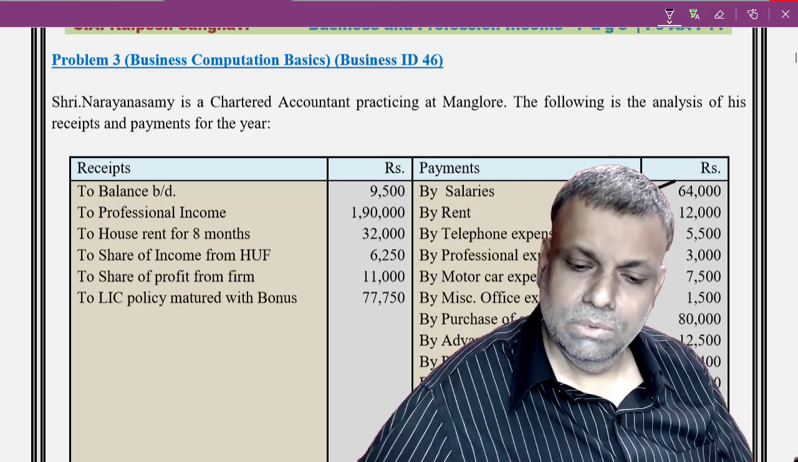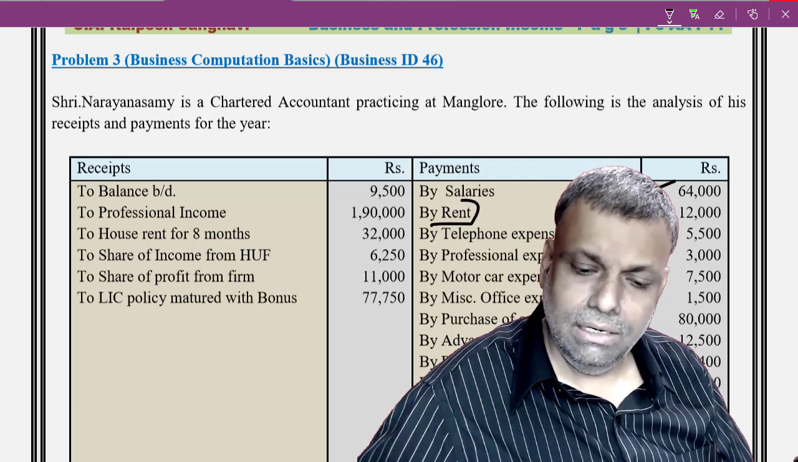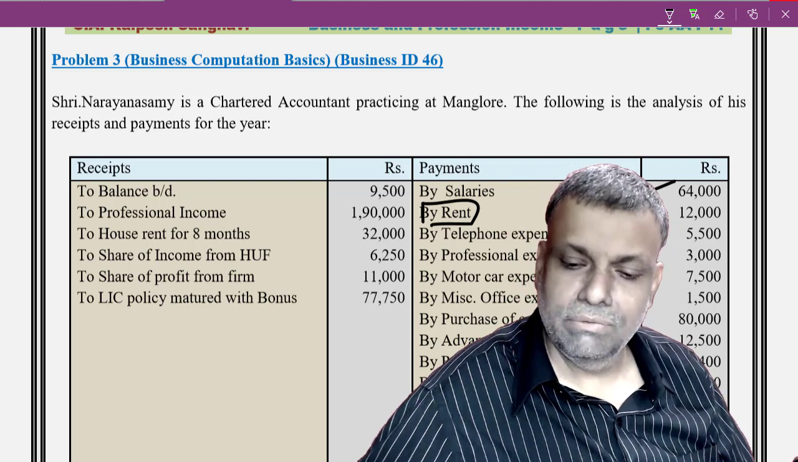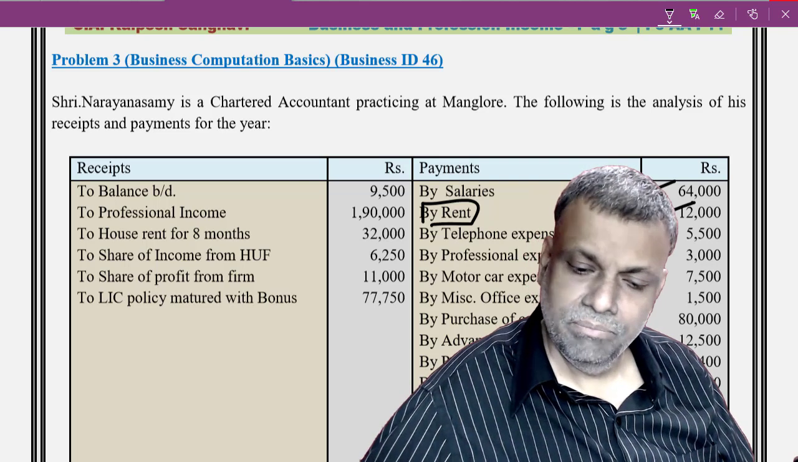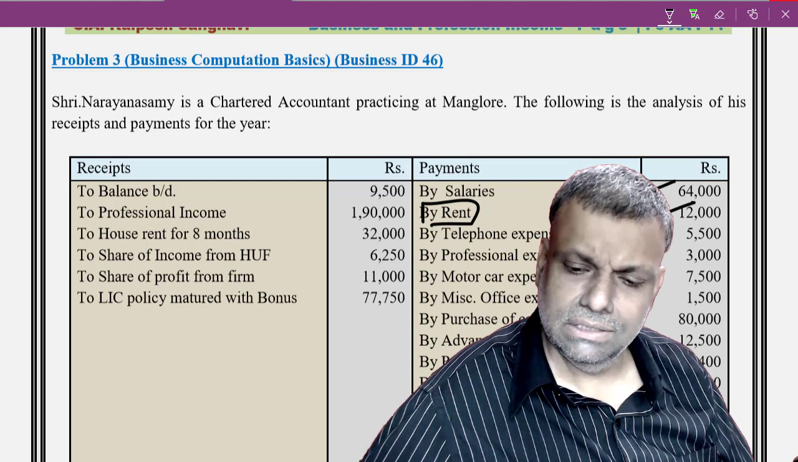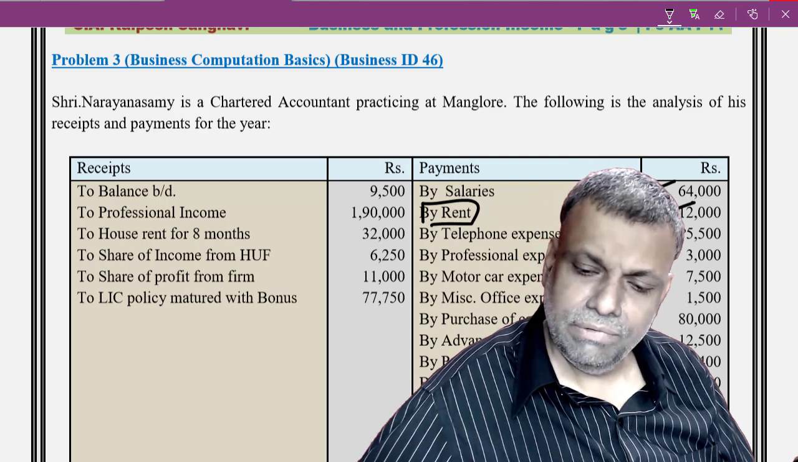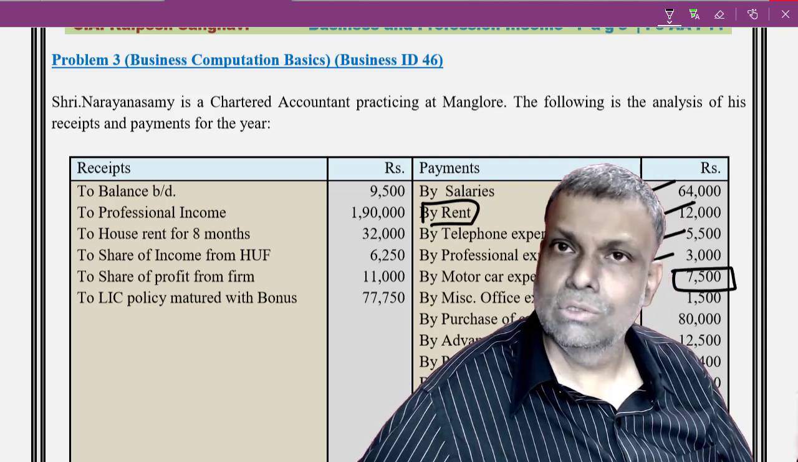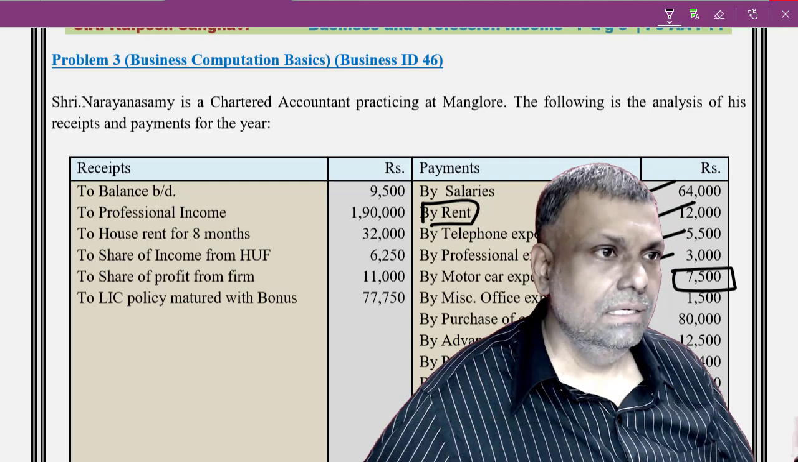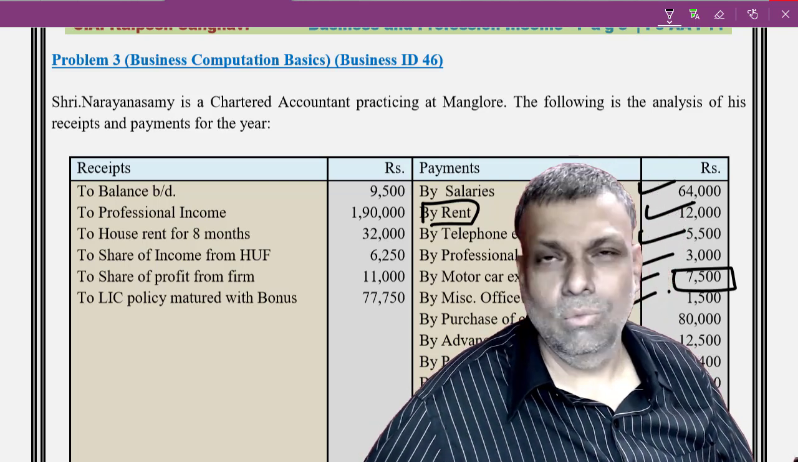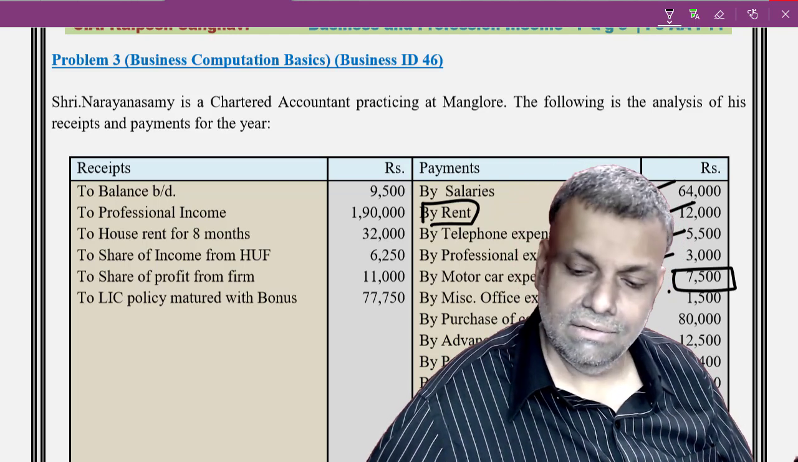see, salary is for the business. Now, rent you are paying, so hopefully this particular rent is also for the business. It is not clearly stated whether it is rent of the house or rent of the office. So let us believe that it is rent of the office. So it's okay. Telephone expense is business, professional expense is business, motor car expense, okay, that is also business. Then miscellaneous office expense is also business, but whatever the adjustment points, we have already taken care of separately.